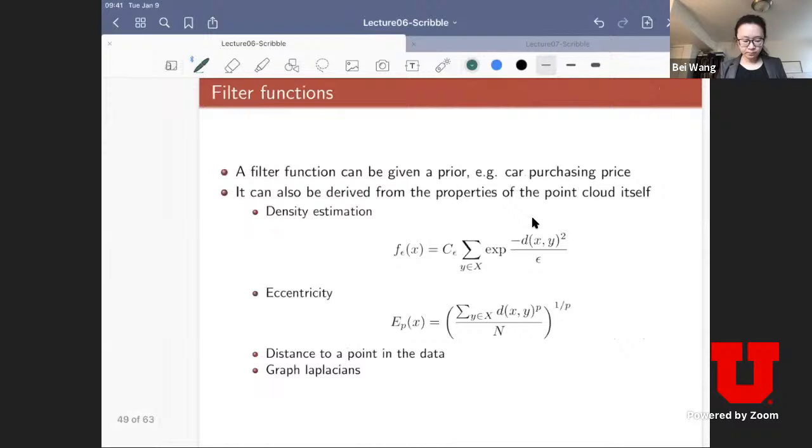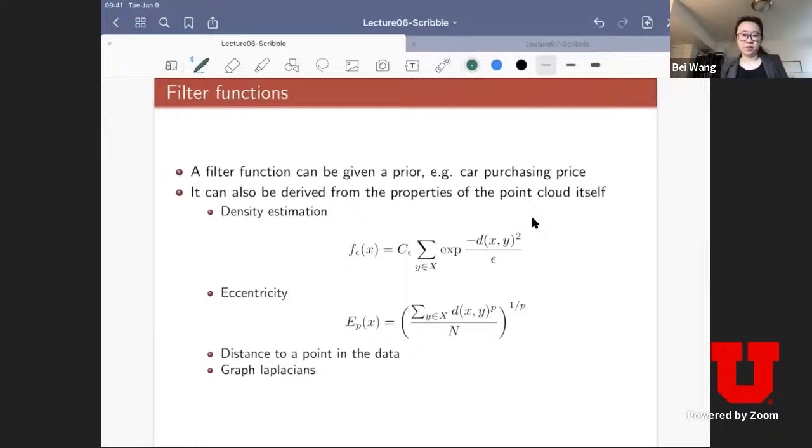Filter function, as I mentioned before, I have been using height function as a filter function. There's other ways, right? If I provide a prior knowledge of my point cloud, let's say my point cloud is a purchase history of cars, and I'm going to choose a filter function as the price of my car. So each point is a purchase history of a car, but the filter function is a purchasing price. Then what am I doing? My mapper graph is trying to capture the shared properties of people who purchased high price range cars, and so on.